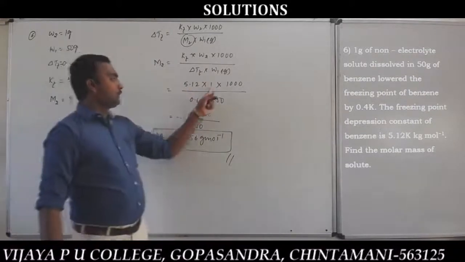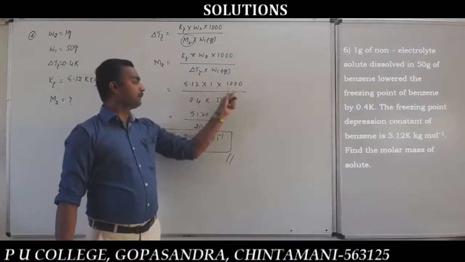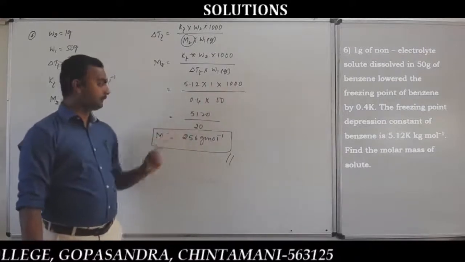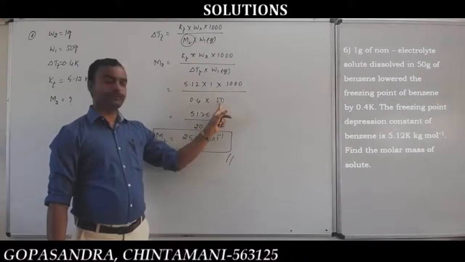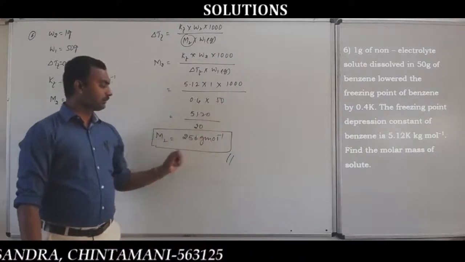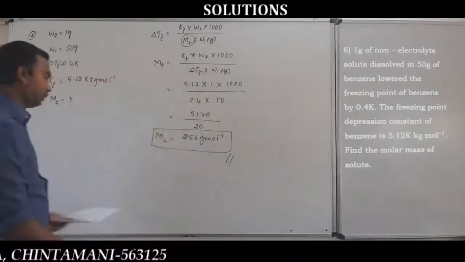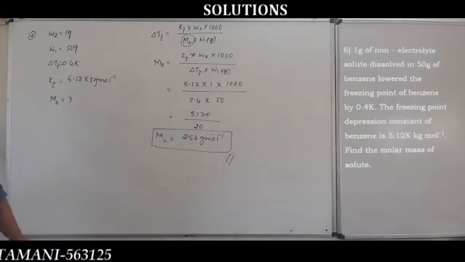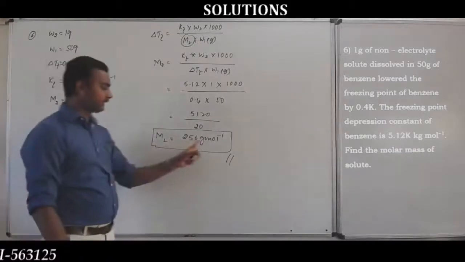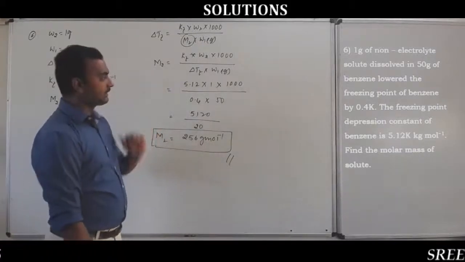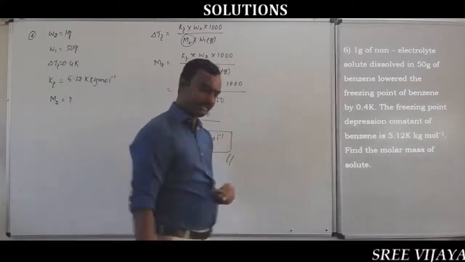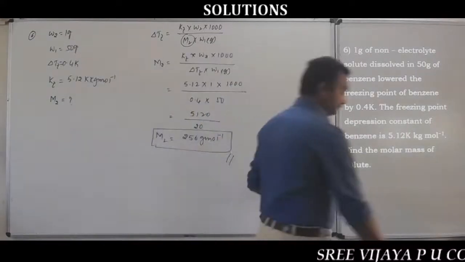So 5.12 into 1000 is 5120, divided by 0.4 into 50, that is 20. Calculating, we get 256 gram per mole. That is the molar mass of the solute, in gram per mole. That's the problem number 6. Next.